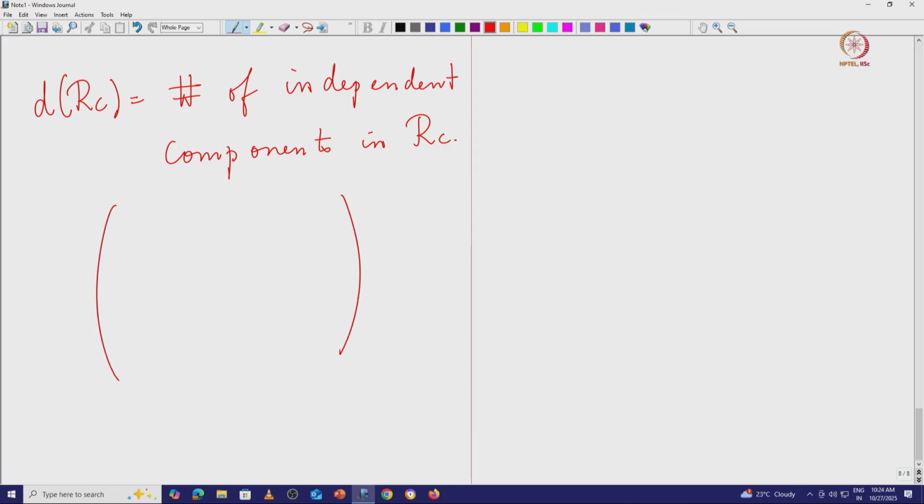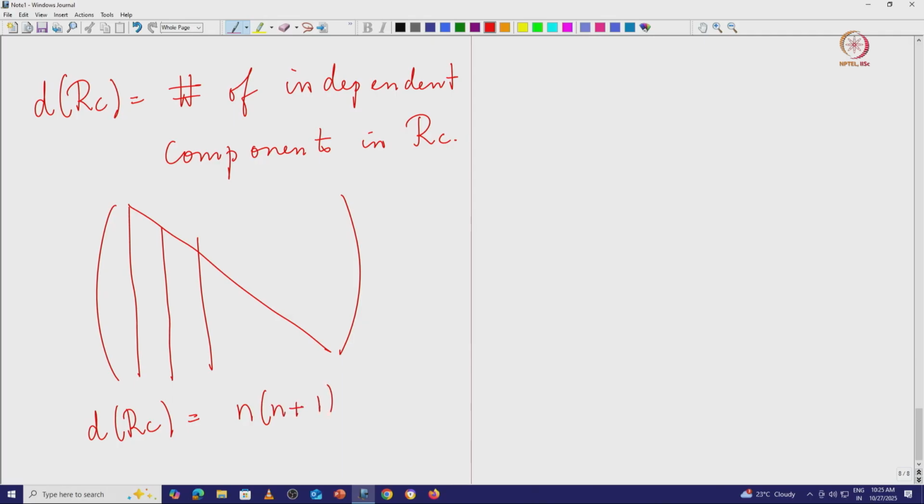n times n plus 1 by 2, right, because the idea is that you first can pick the first column arbitrarily, but then you basically can pick a further n minus 1 components arbitrarily and so on. Then you get this diagonal and then you just reflect this matrix about the diagonal, right. So clearly D of Ricci is n times n plus 1 by 2, and similarly what is D of the scalar curvature, that is obviously 1 because the scalar curvature is a function, right.